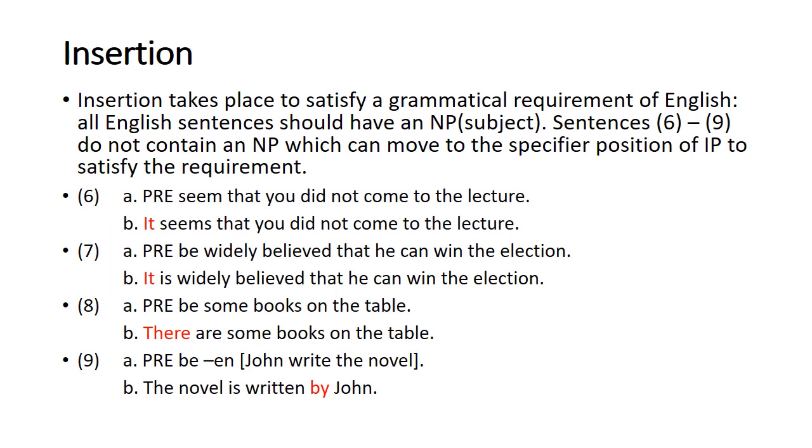Number 6. Point A. Pre. Seems that you didn't come to the lecture. B. It seems that you did not come to the lecture. Number 7. Point A. Pre. Widely believe that he can win the election. Point B. It is widely believed that he can win the election.